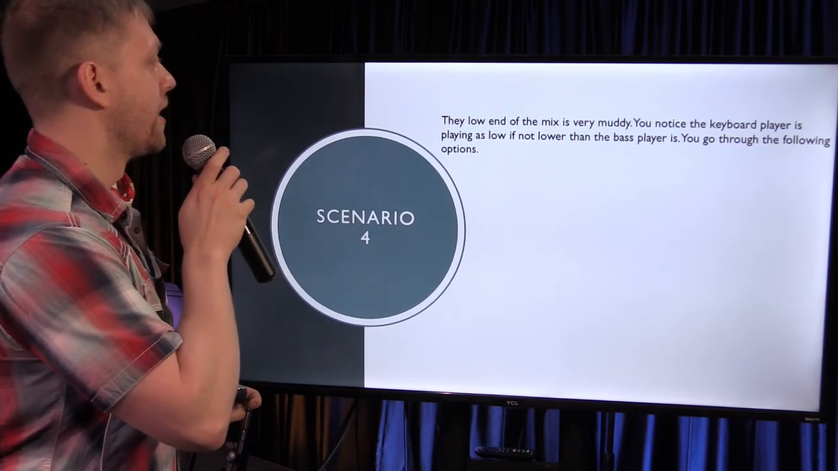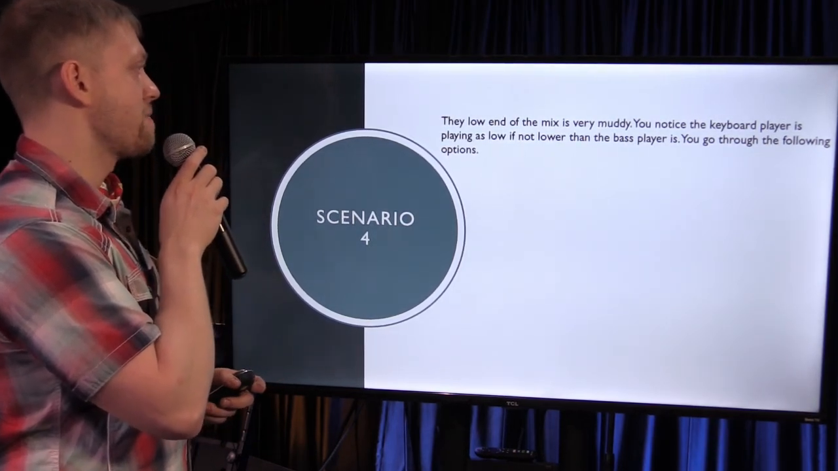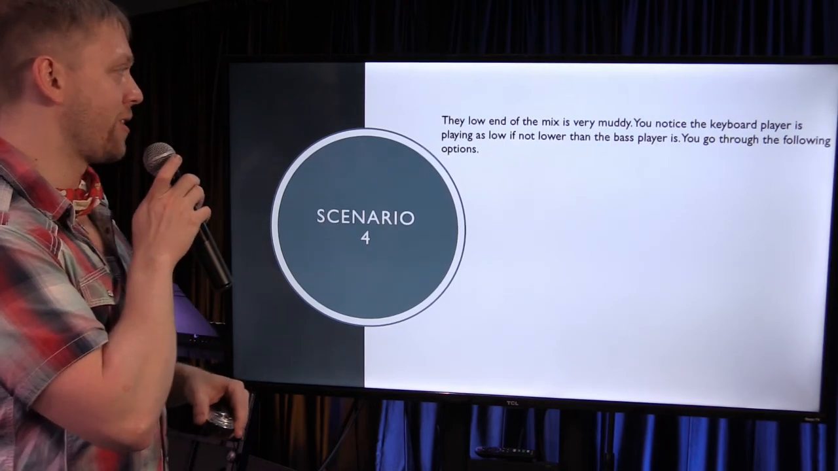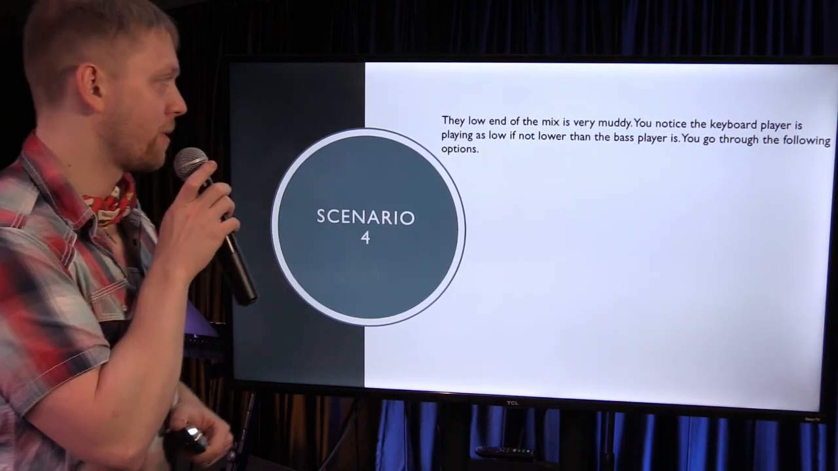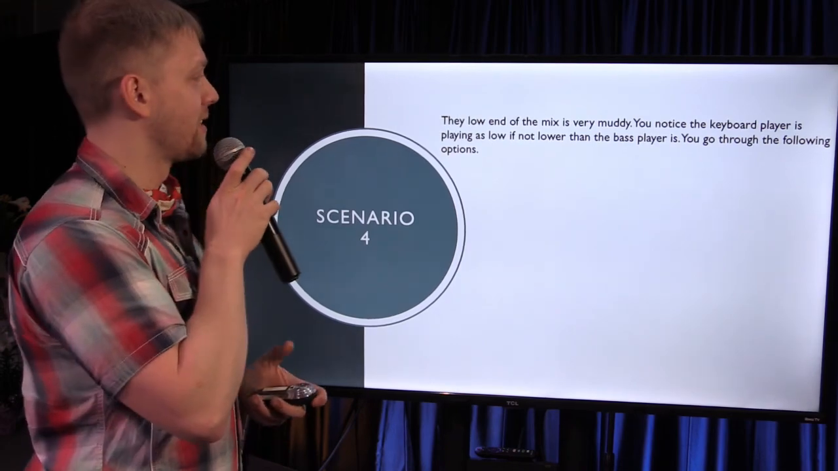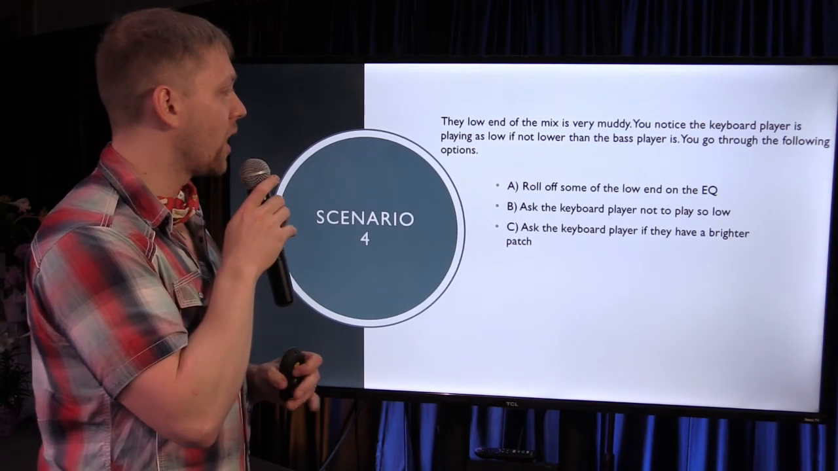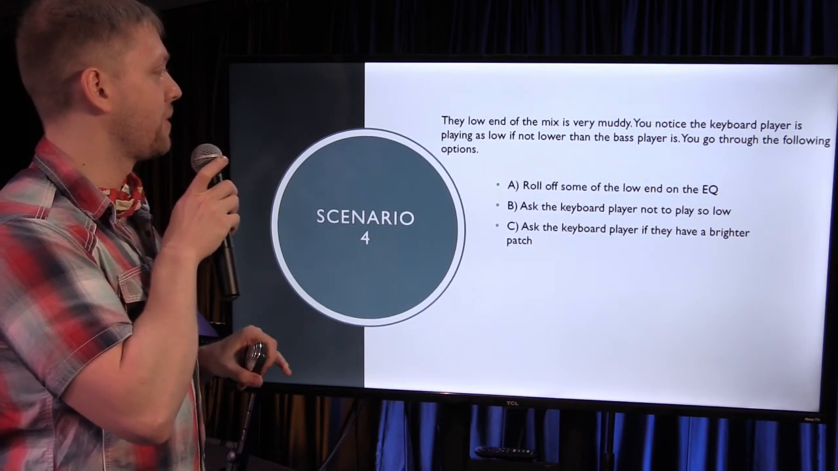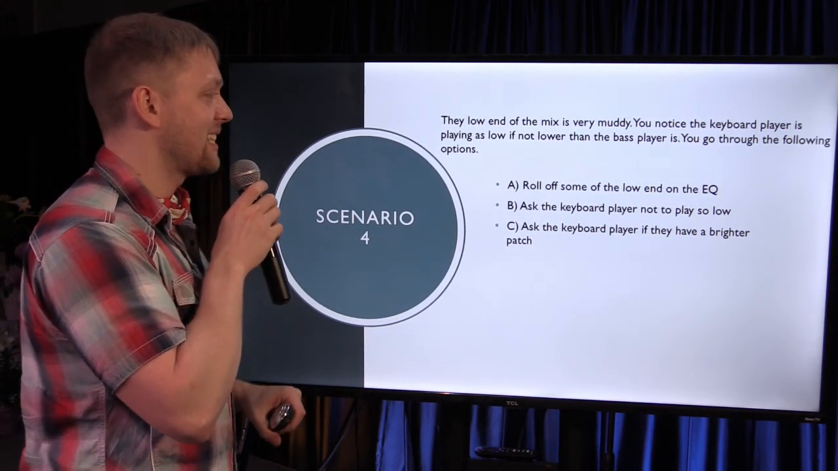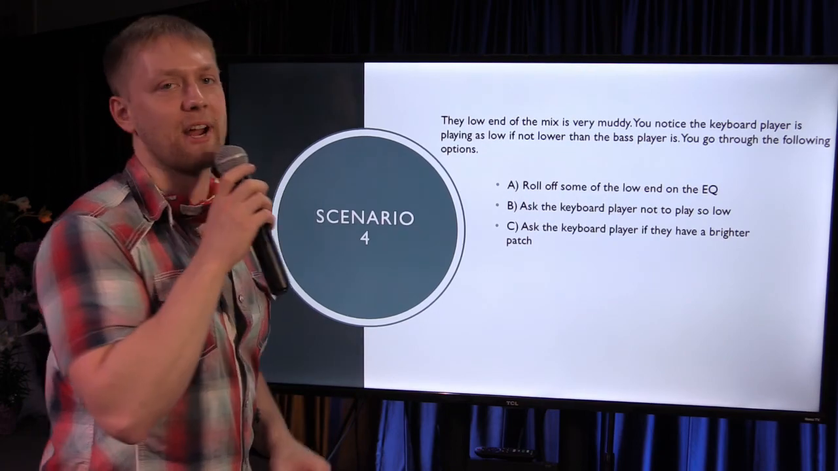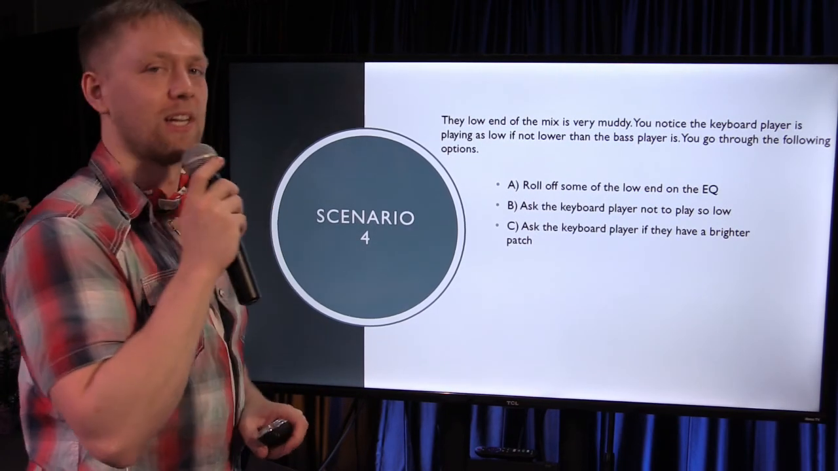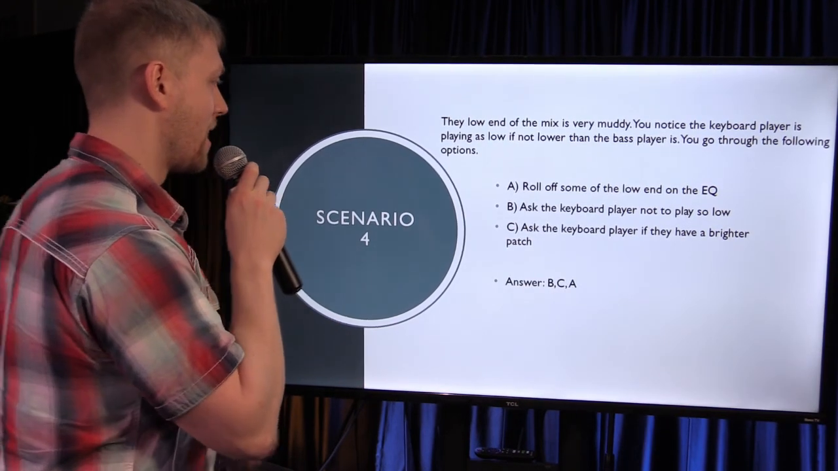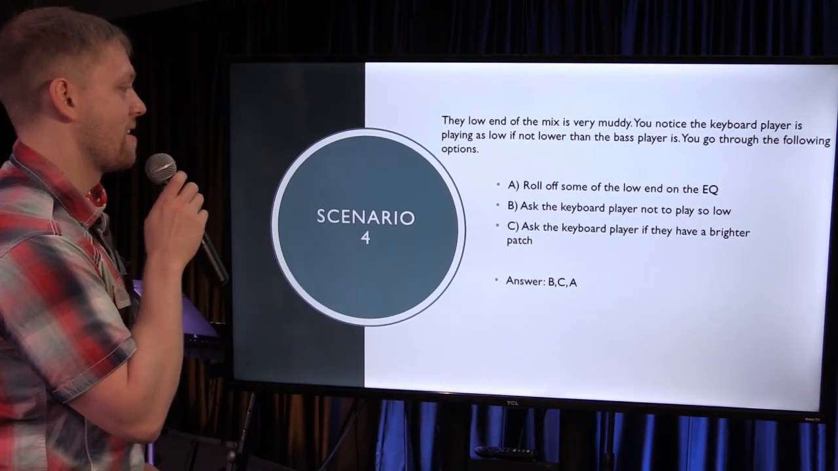Scenario number 4. The low end of the mix is very muddy. You notice the keyboard player is playing as low, if not lower, than the bass player is. You will go through the following options. Option A, roll off some of the low end on the EQ. B, ask the keyboard player not to play so low. C, ask the keyboard player if they have a brighter patch. Take a second. Here come the answers. B, then C, then A.